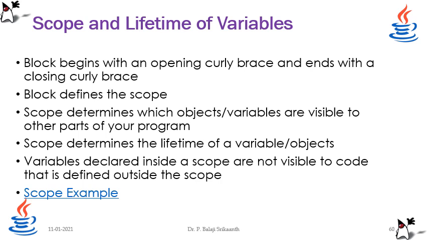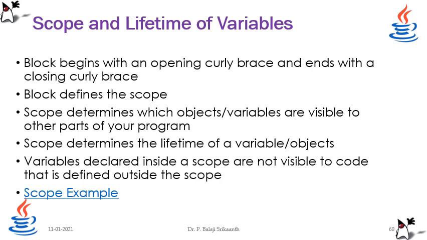Scope and lifetime of variables. A block begins with an opening curly brace and ends with a closing curly brace. This is a block. Any statement or any number of statements within opening and closing curly braces is called a block. This block defines the scope. The scope determines which objects or variables are visible to other parts of your program. The scope determines the lifetime of a variable or object. Variables declared inside a scope are not visible to code that is defined outside the scope.